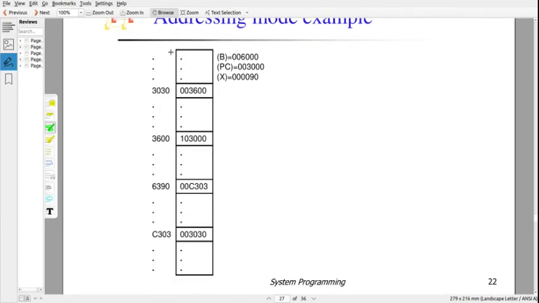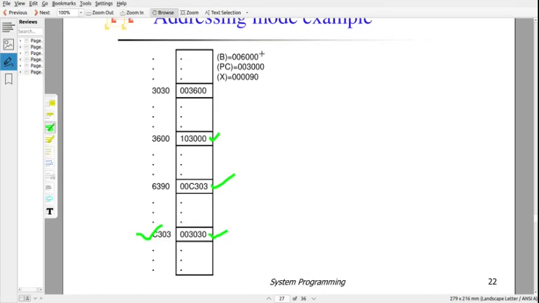Here I have shown a portion of memory. One location is 3030. The data present in this location is 003600. The next location is 3600. This memory location contains data 103000. Then 6390 contains this data, and C303 contains the data 003030.